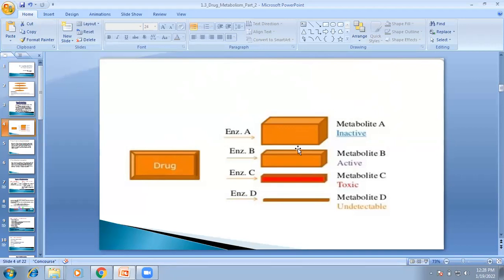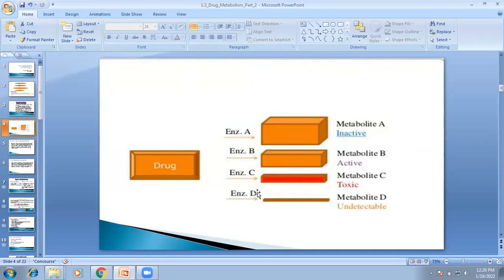Now, what happens when a second enzyme, that is enzyme B, metabolizes the drug molecule? It will convert the drug into metabolite B. Metabolite means converted product. After the action of enzyme B, the drug is converted into metabolite B, which is active in nature. Now the next enzyme, enzyme C, will convert the drug molecule into metabolite C, but it will convert the non-toxic drug molecule into a toxic drug molecule.